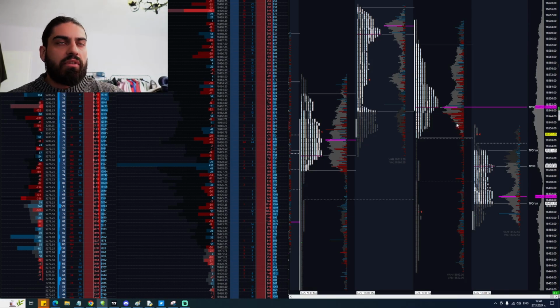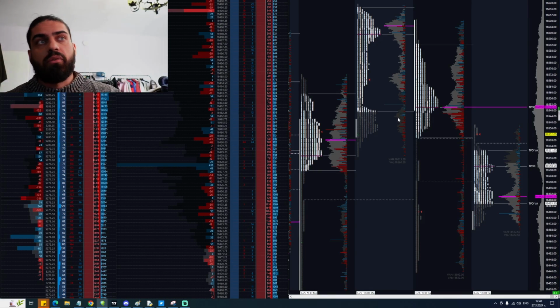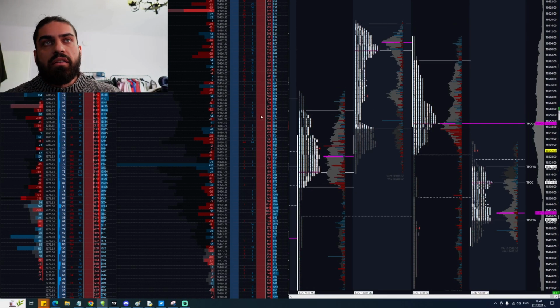So in and around this block, realistically, I would expect to see some kind of attempted exaggeration to the upside based on what the scenario was. On the other hand, if I see delta that accumulates at these highs, very positive delta sitting at 18,600, 18,615, very, very thick positive deltas on the overnight session.